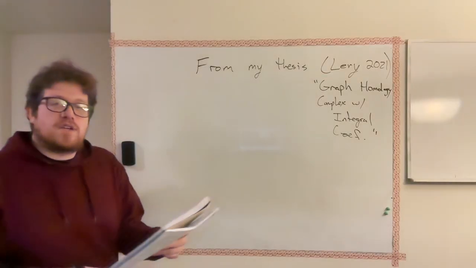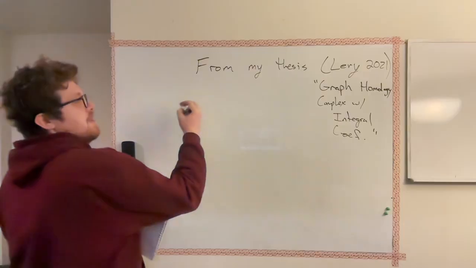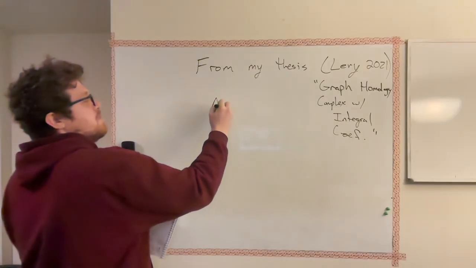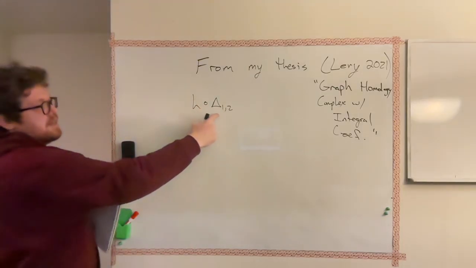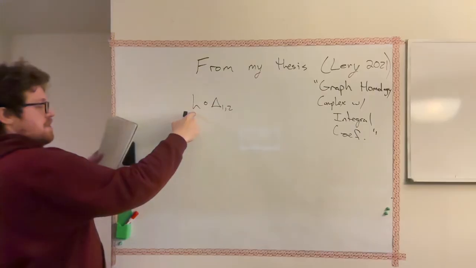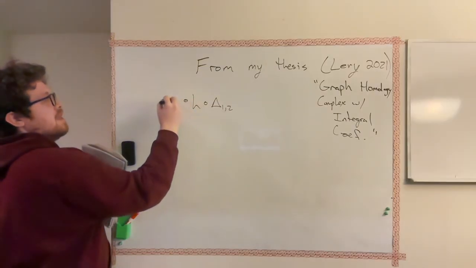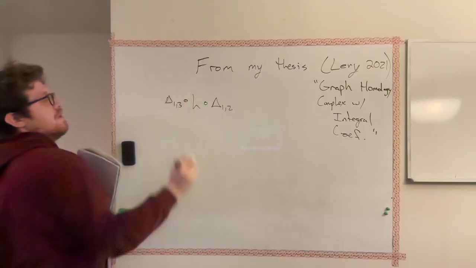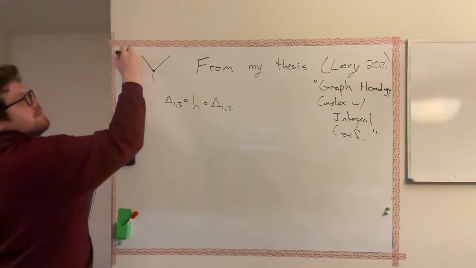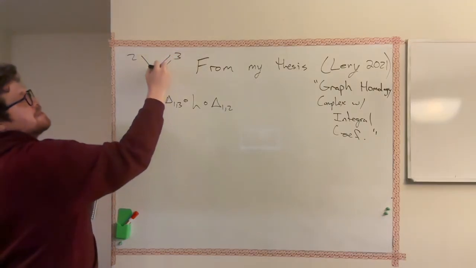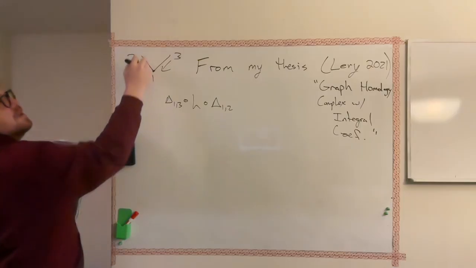Right, so this is just our map delta 1, 2, little h, which is the xi homotopy. Then we do delta 1, 3. So this corresponds to this graph where we have 1, 2, 3 here, and 3 is collapsing into 1 first, and then we collapse 2 into 1 after.